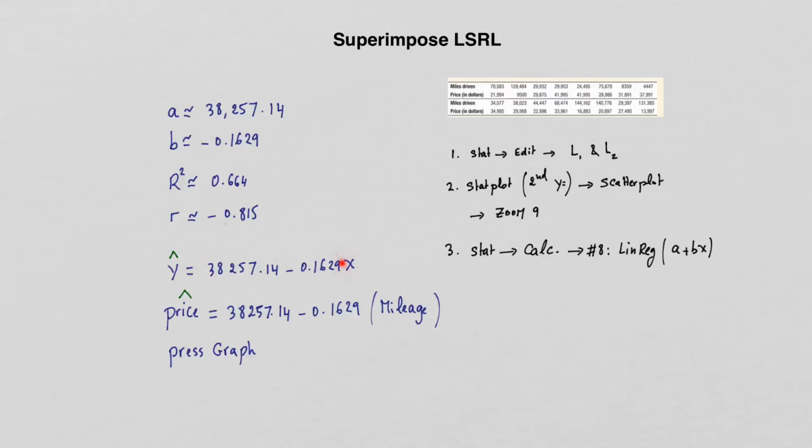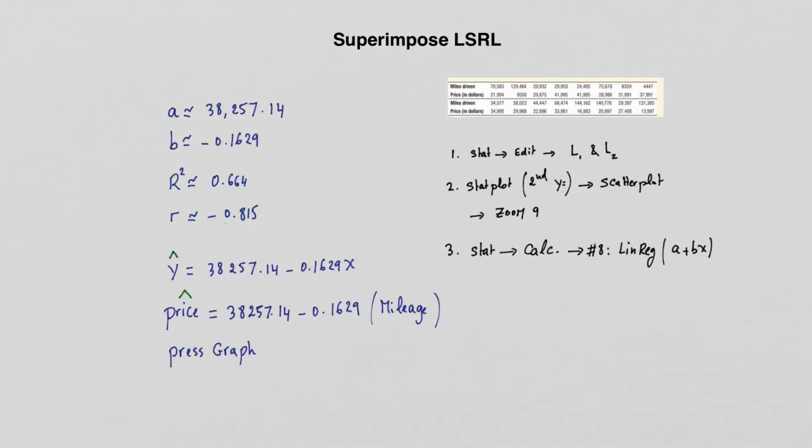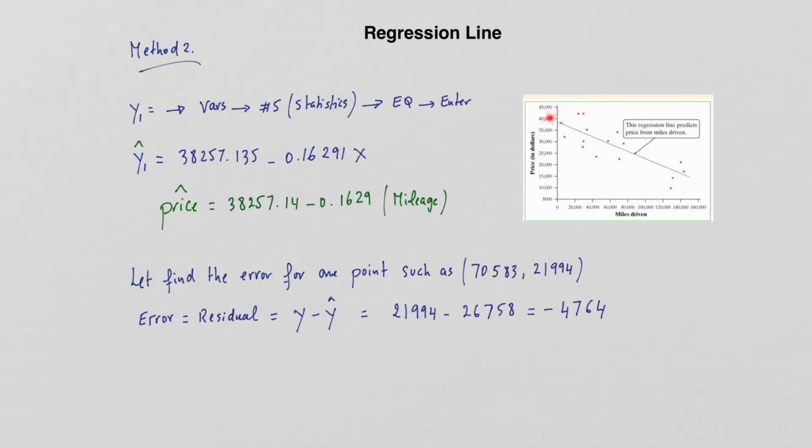And you press graph. You don't have to work with the window anymore because you already clicked on zoom 9, and your scatter plot is already beautifully written for you. You don't have to do anything other than press graph. And you should see this line. If you don't see this line, you got to go back, freeze the video, and figure out what you did wrong. Okay, so that's one way to do it.